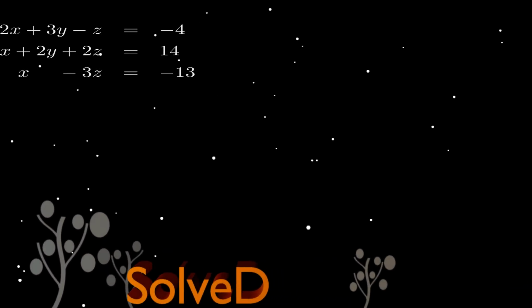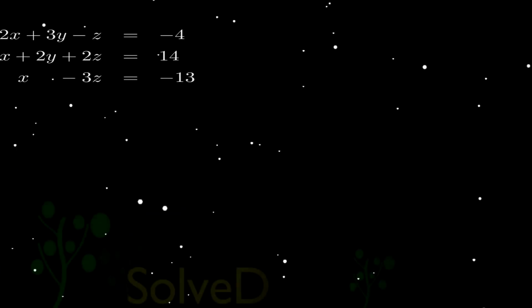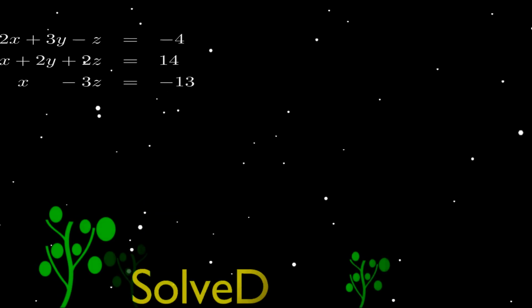Let's solve a set of three simultaneous equations. There are three variables to find. That is x, y, and z.